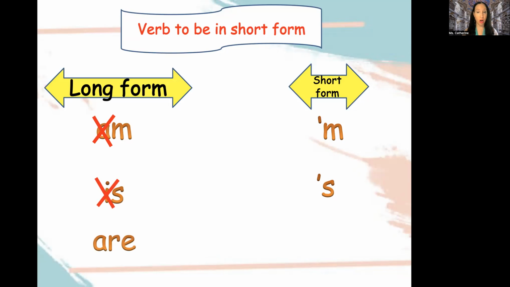The long form of are, what happens? What happens and we make it the short form? We cross out the A and we make it an apostrophe RE. So think of the short form as your contractions of the long form to be. Am, is, and are. Okay? Because we are contracting it. We are making it smaller. We are making the long form into the short form. We are making the verb to be into a short one. We are contracting it, making it smaller.